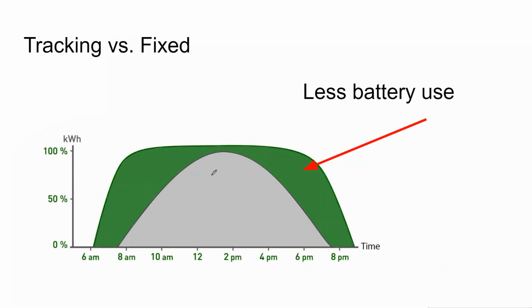Now, the thing is, do you need the extra energy when you track? Maybe, maybe not. If with a fixed array you're already getting up to the top of your battery, the increased production is just going to result in more stranded electricity.